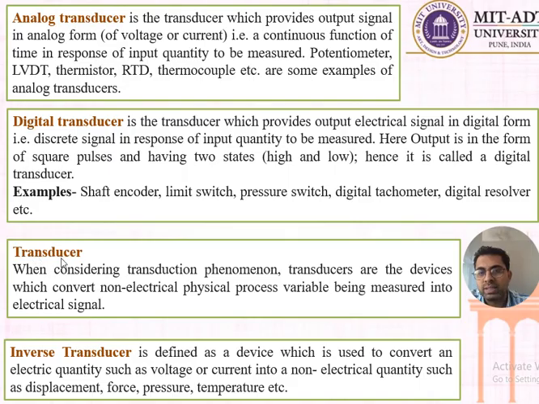Now, what are a transducer and an inverse transducer? When we consider the transduction phenomena, transducers are the devices which convert the non-electrical physical process being measured into electrical, and it is exactly reversed in the inverse transducer. It is defined as a device used to convert electrical quantities such as voltage or current into non-electrical ones, such as displacement, force, pressure, and temperature. If a transducer converts electrical into non-electrical, it is called an inverse transducer, and non-electrical into electrical, it is called our normal transducer.